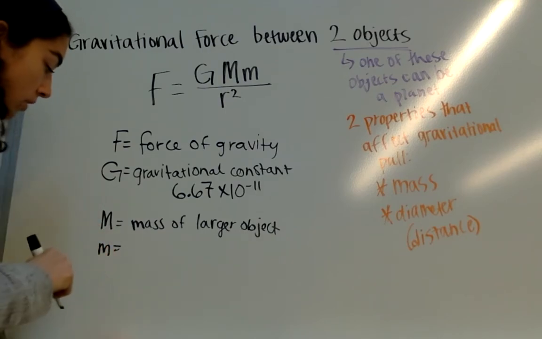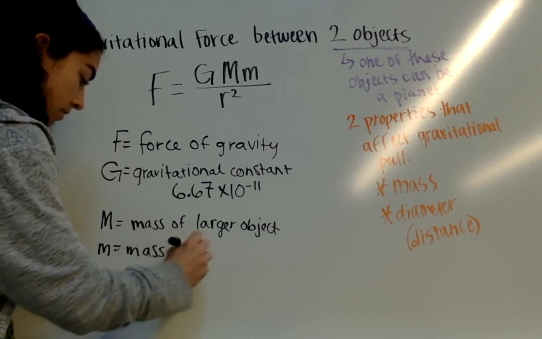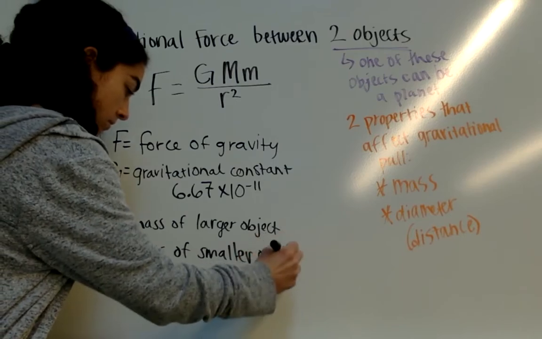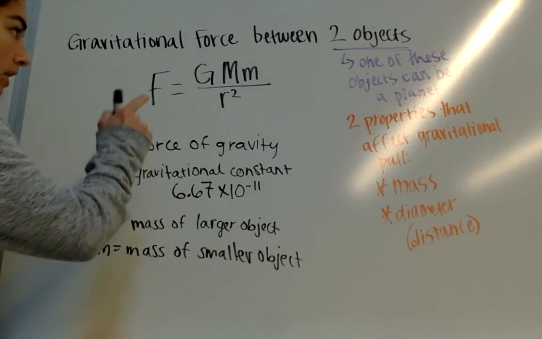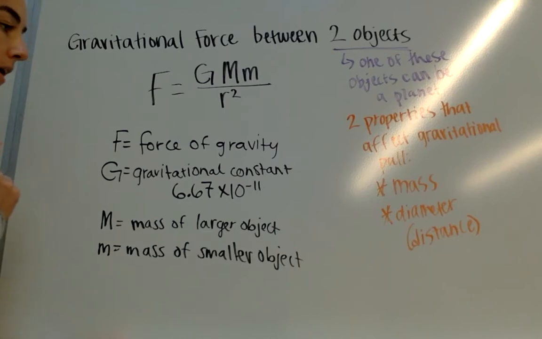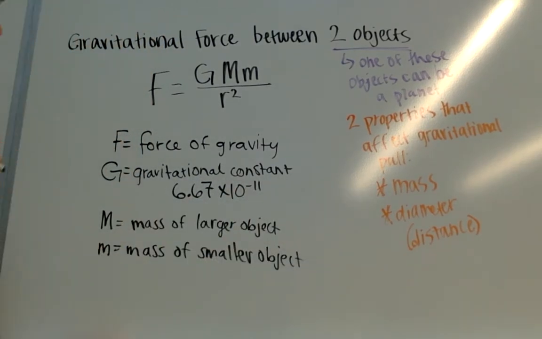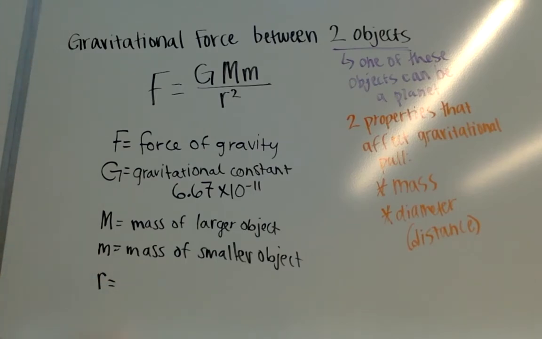The lowercase m is the mass of the smaller object. So that actually is really important as well. And the last thing we haven't talked about is r squared. There's one other property that matters that we haven't actually touched on yet. So r stands for radius. But think about radius.